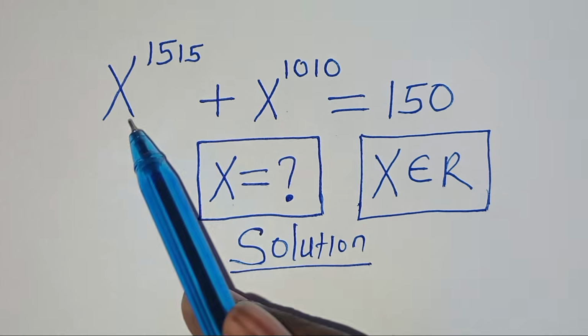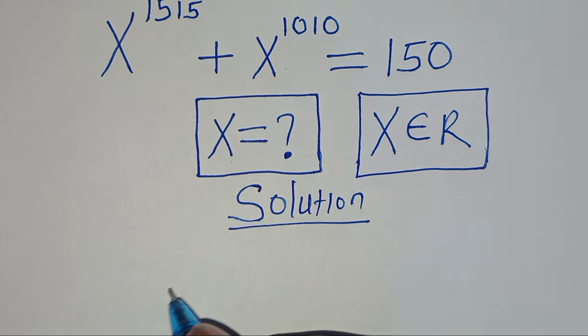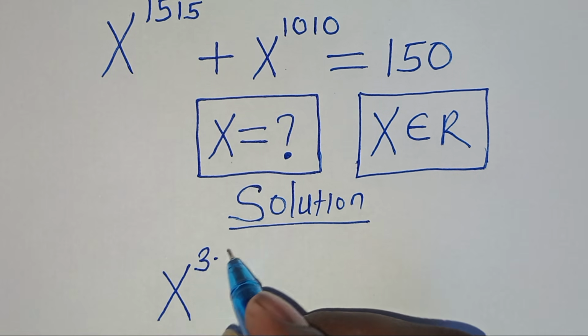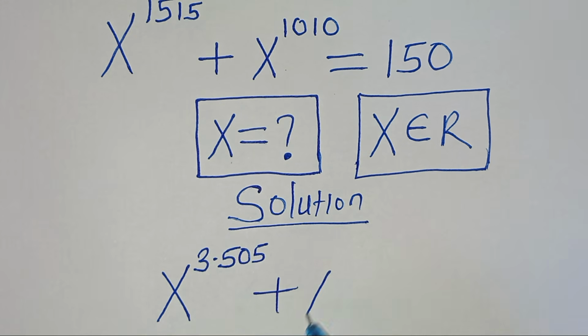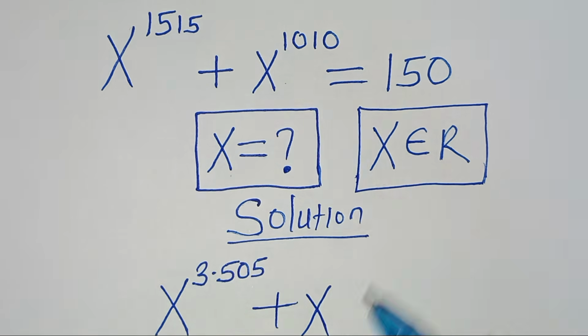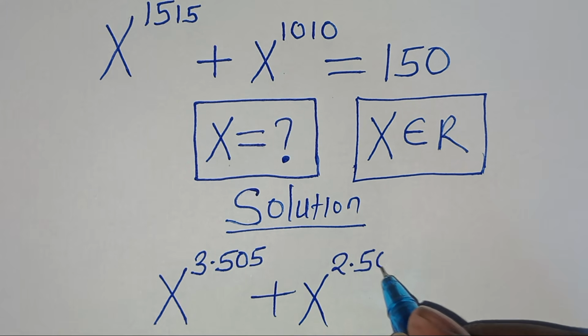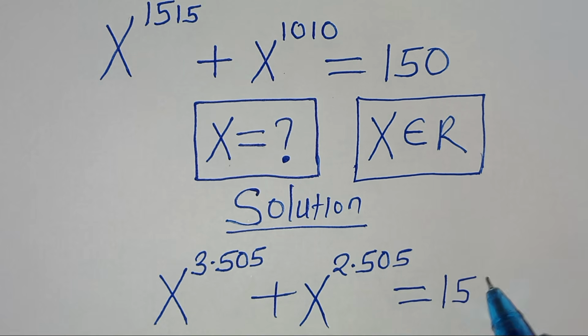We can express x to the power of 15 as x raised to the power of 5 multiplied by 3, then plus x to the power of 10. This can be expressed as x to the power of 5 times 2. This is equal to 150.